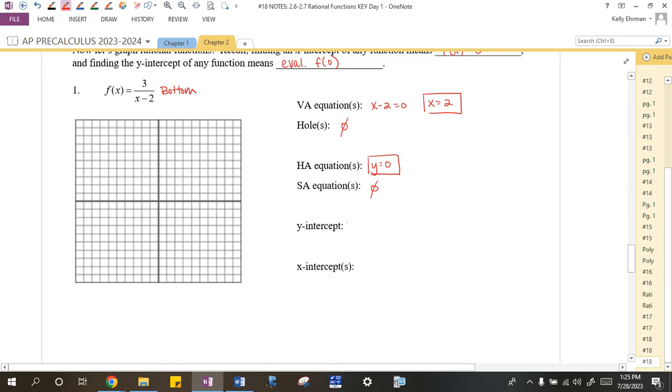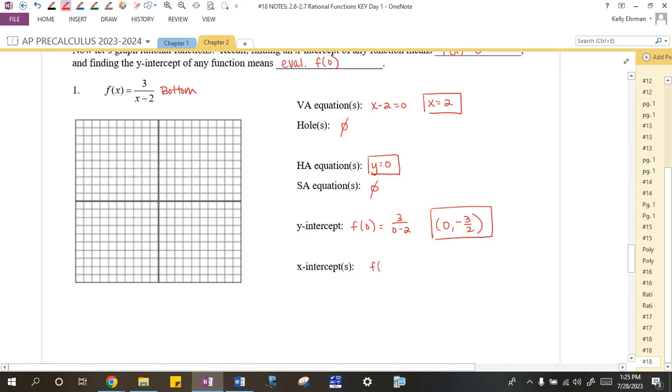Okay, and then the y-intercept is finding f of 0. That's 3 over 0 minus 2. So 0 for x, negative 3 over 2 for y. There's our y-intercept. I would like you to write it as an ordered pair so that you plot it in the correct location. And then x-intercepts, we did this way back in the beginning of the year with chapter 1.